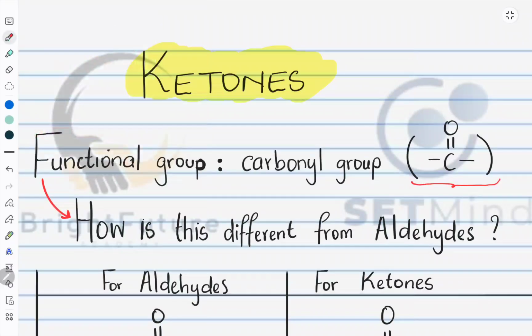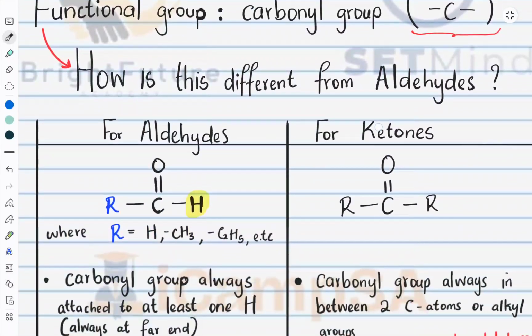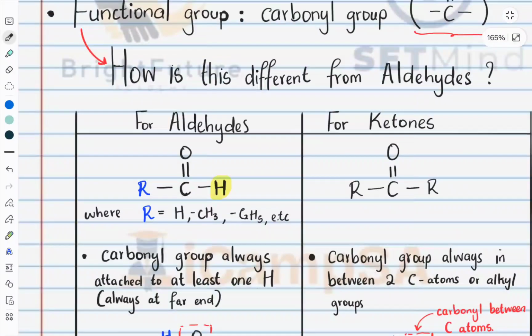But now, how do we distinguish these two functional groups? How is the functional group of ketones different from that of aldehydes? All right, so we have our table here. If you check for aldehydes, we know that the functional group will always be located on the far end of the carbon chain, of the main chain. So it will always be located either on the far end right or on the far end left, and it must always be attached to a hydrogen atom.